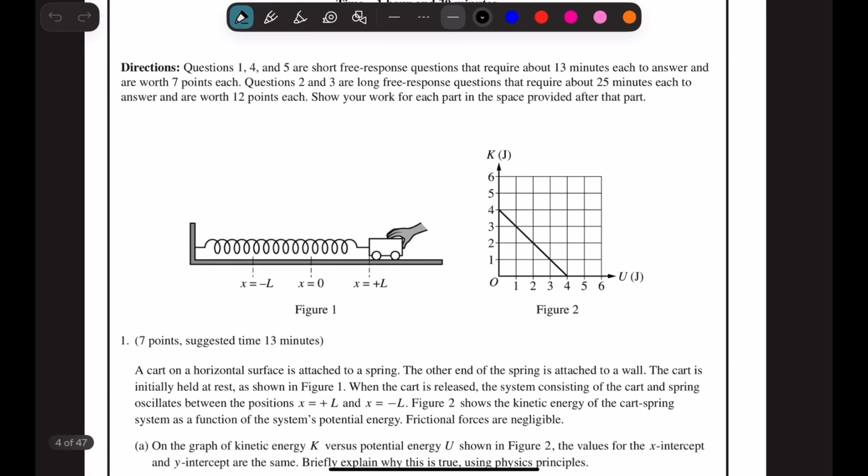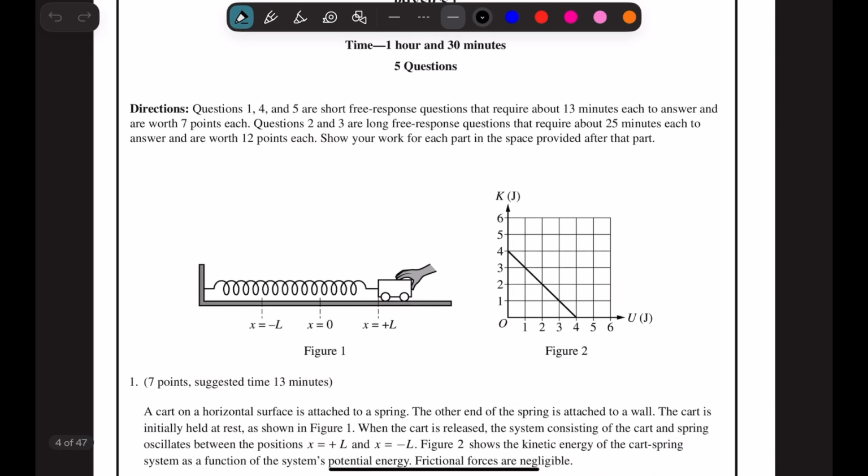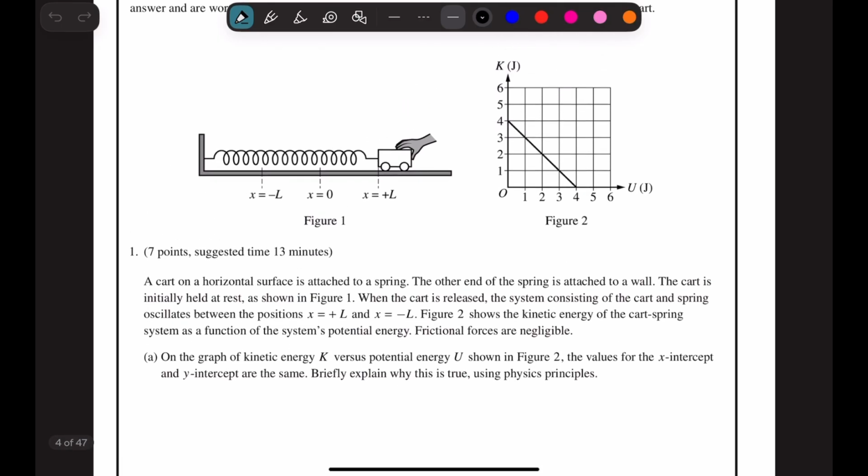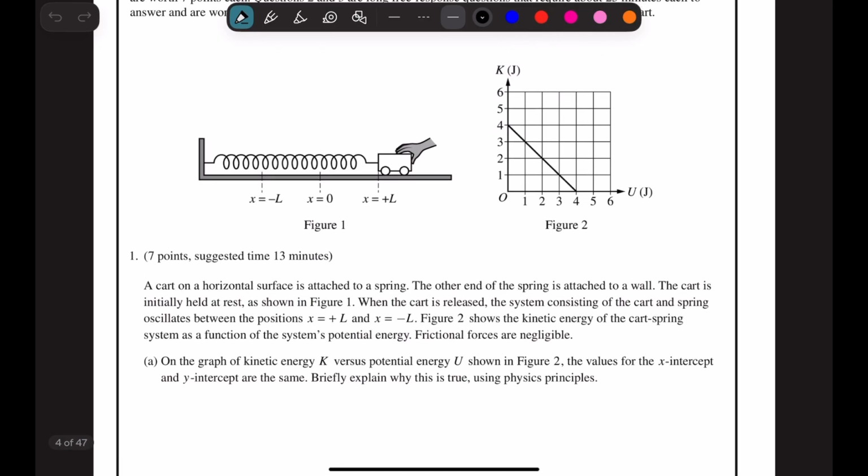Okay, so what we can see here is a spring attached to a wall and a cart that's being pulled by hand. And on the right, we have a graph of kinetic energy in joules versus potential energy in joules. Okay, and what is the question? A cart on a horizontal surface is attached to a spring. The other end of the spring is attached to a wall. The cart is initially at rest, as shown in Figure 1.